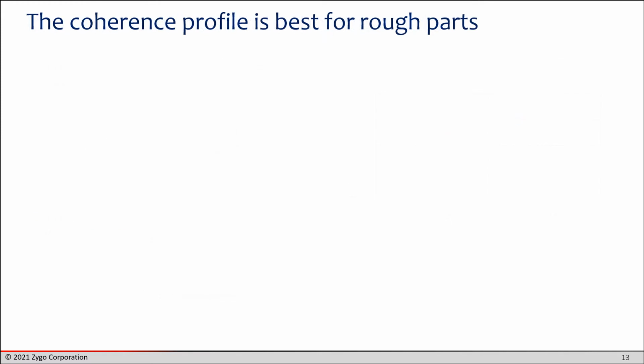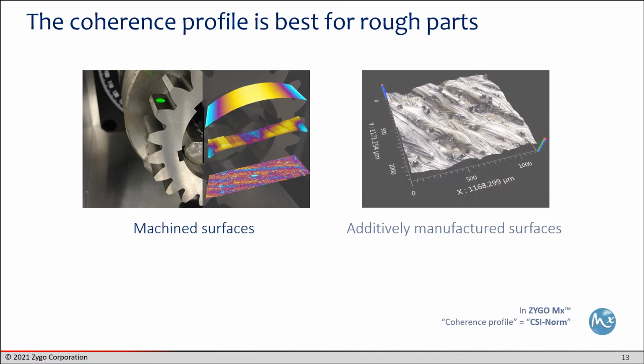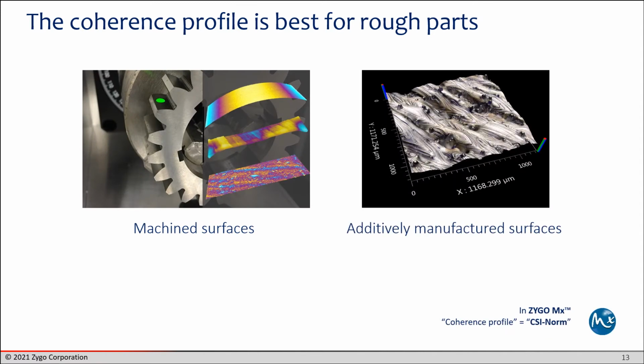Now the coherence profile is best for rough parts. So what do we mean by rough parts? Like machined surfaces and additively manufactured surfaces. So why is that? Well, that's because the location of the signal is something which you can find even if the interference fringes are pretty confused, which can happen on a rough surface. So that's the big advantage of a coherence profile.